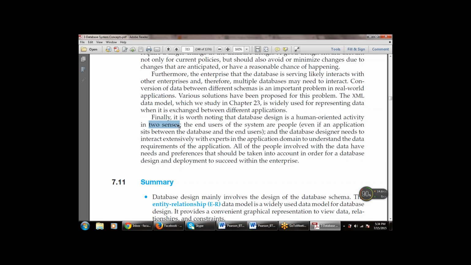First, the end users of the program are people, and the database designer needs to interact with experts in the application domain. So there are two parts. One is the end users who use the system. One is the database designer who designs the system. All of the people involved with the data have needs and preferences that should be taken into account in order for the database design and deployment to succeed within the enterprise.